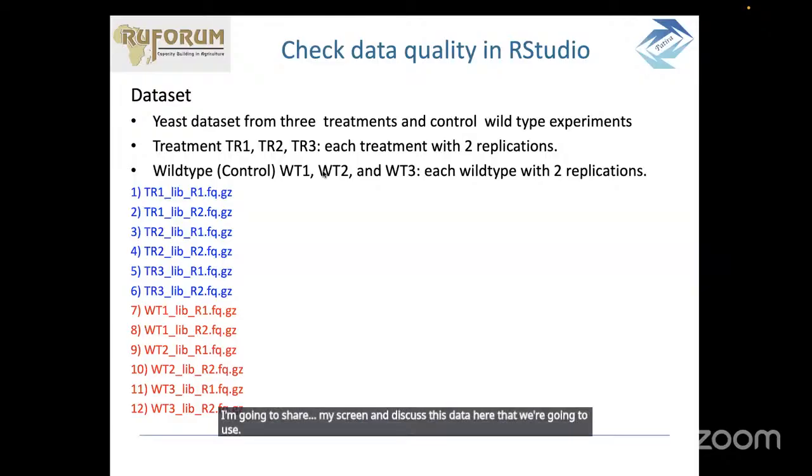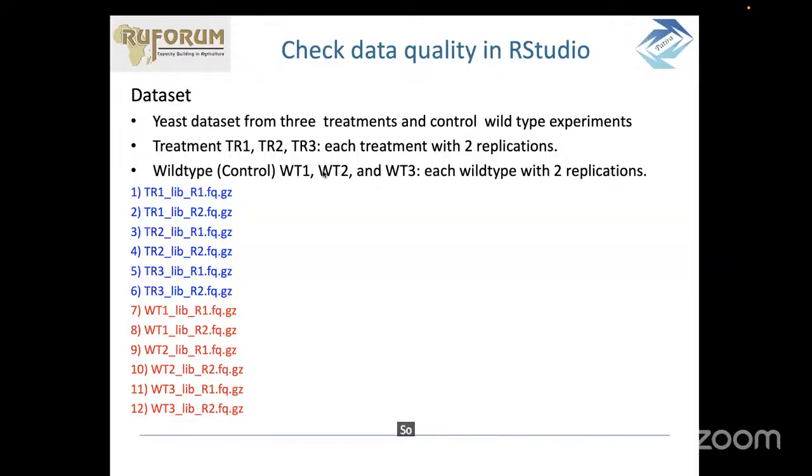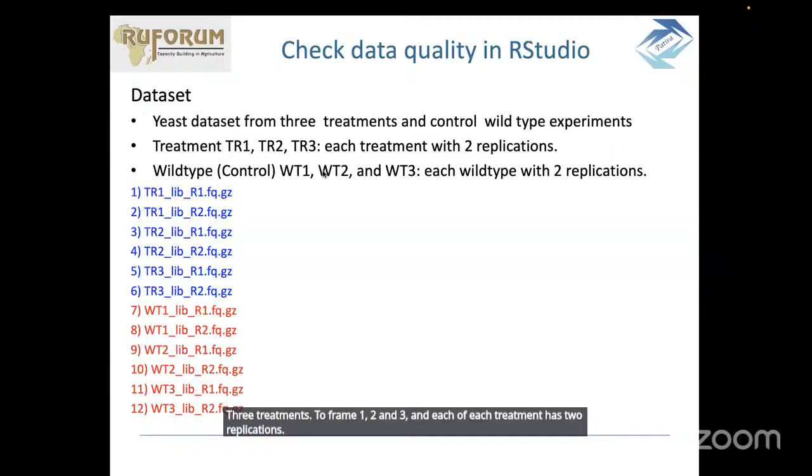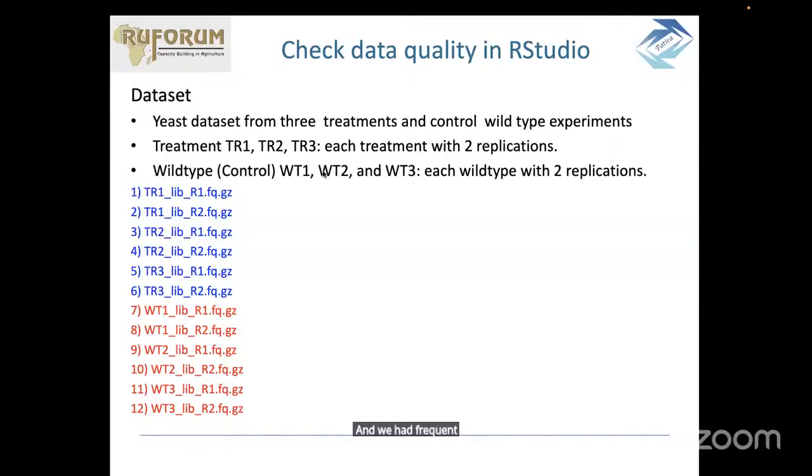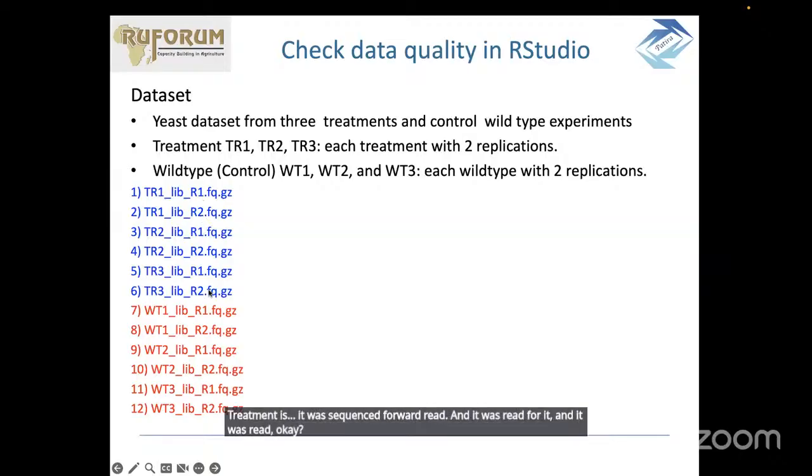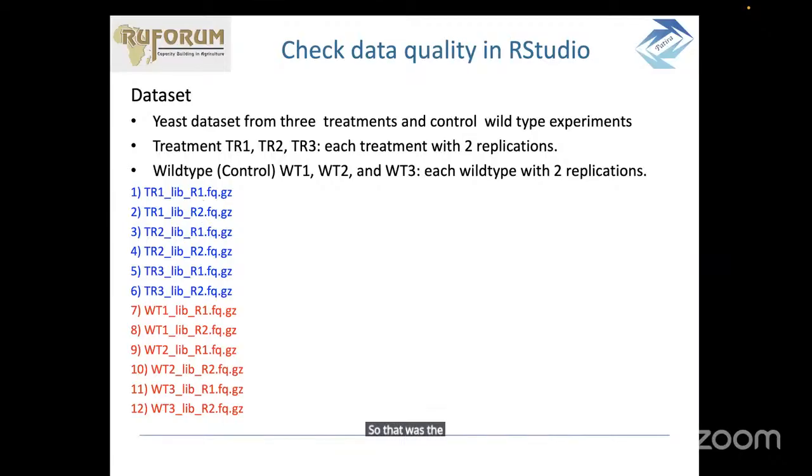This data came from a yeast experiment. We have 3 treatments, treatment 1, 2, and 3, and each treatment has 2 replications, and we have 3 controls. Control means wild type. Each treatment was sequenced with a forward read and a reverse read, okay? So that was the data set.